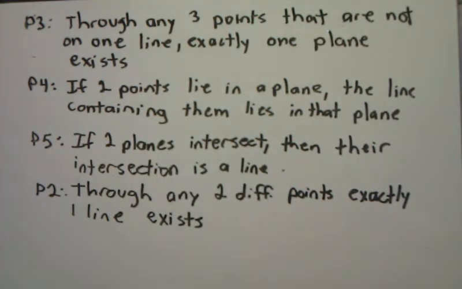Okay, we said postulate 3, through any 3 points that are not on one line, exactly one plane exists. Postulate 4, if 2 points lie in a plane, the line containing them lies in that plane. And postulate 5, if 2 planes intersect, then their intersection is a line. Okay, the illustration in your lesson depicts Hilbert's axiomatic relationships. The video presentation below it illustrates many of the same concepts, but because of technical restrictions, only line segments and partial planes are shown.